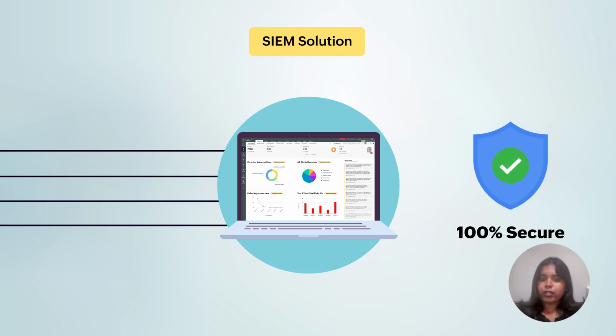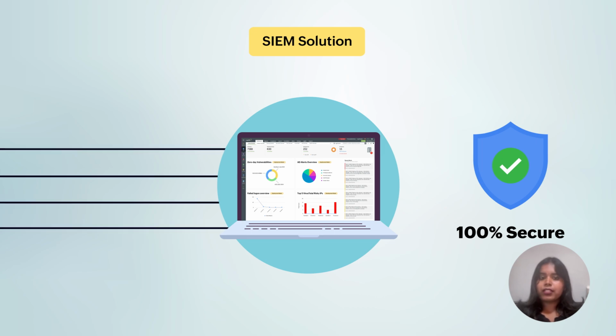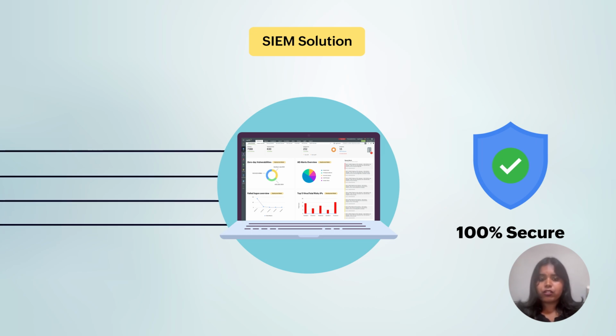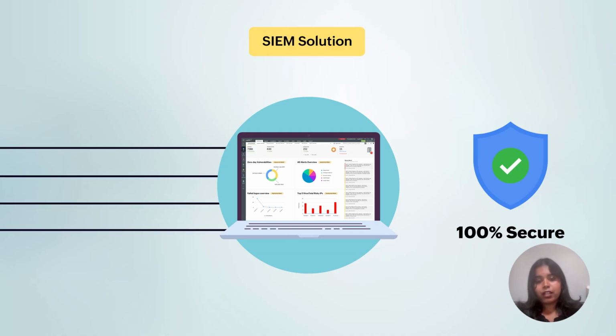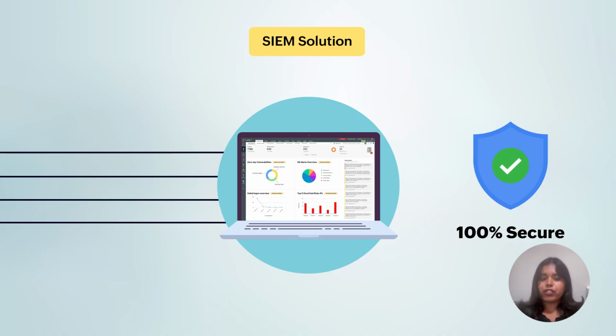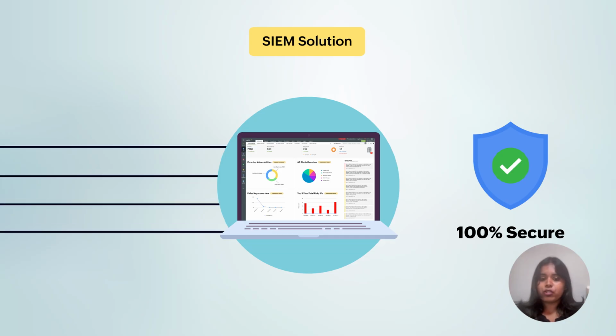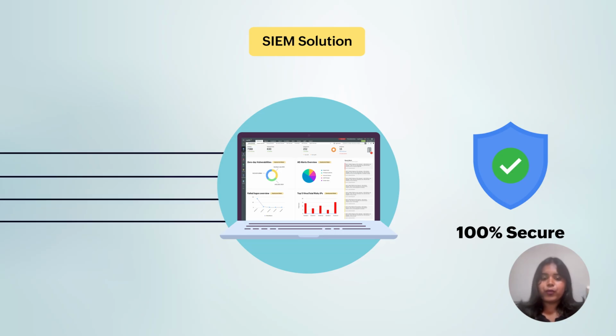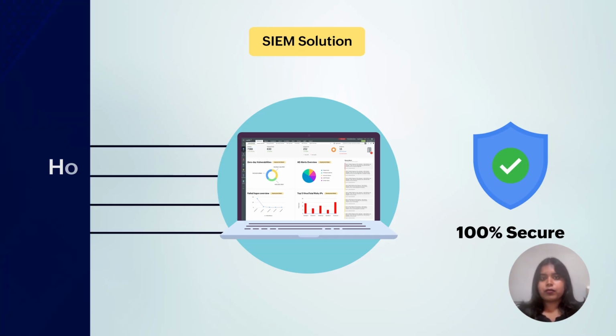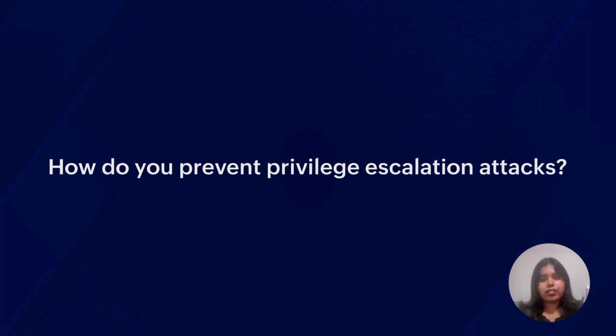With its robust correlation engine, SIEM acts as your vigilant security guardian, providing the insights and automation necessary to not only detect but also mitigate privilege escalation attacks, ensuring your digital building remains secure from the basement to the penthouse. Now, how do you prevent privilege escalation attacks?